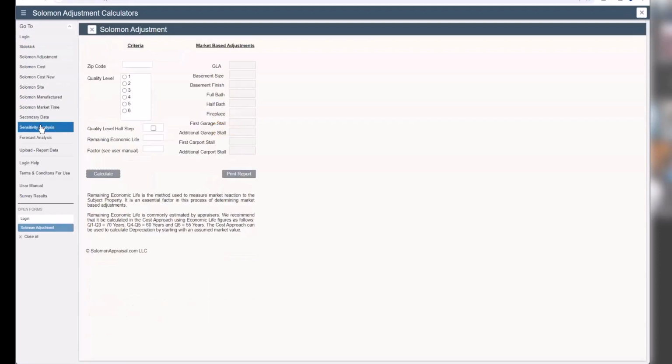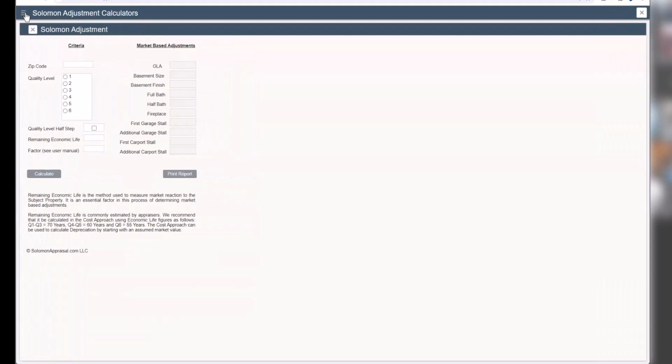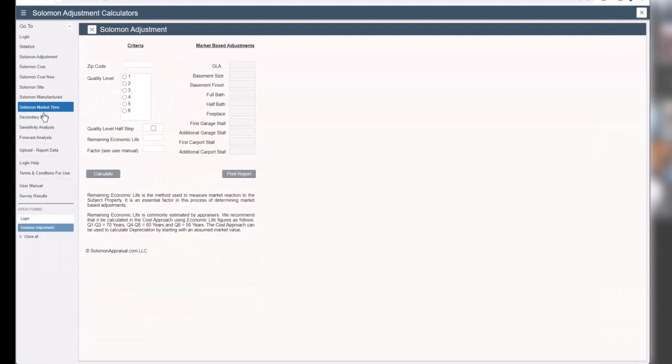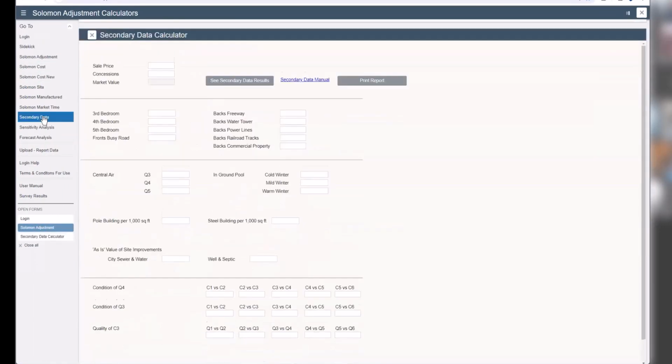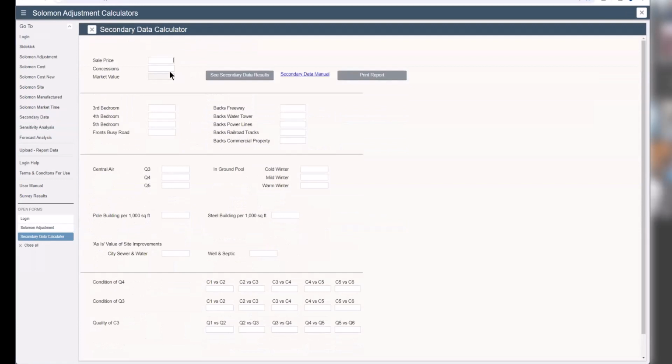But down here on the left, we've got this menu. You can make this menu collapse. You can make it disappear. But we're going to secondary data. And to use this, all you do is enter the sale price of a comparable property. I'm going to say $400,000. And we have taken surveys of appraisers spread around the country, and I'll explain that in a minute. But if you have a $400,000 sale and there's zero concessions, the market value is $400,000.